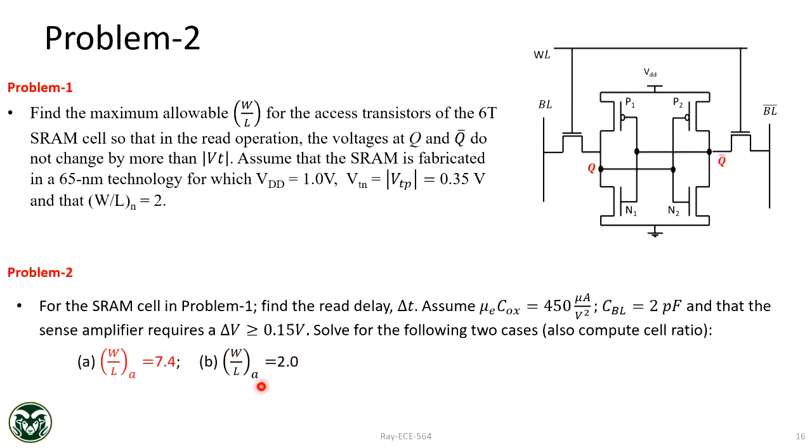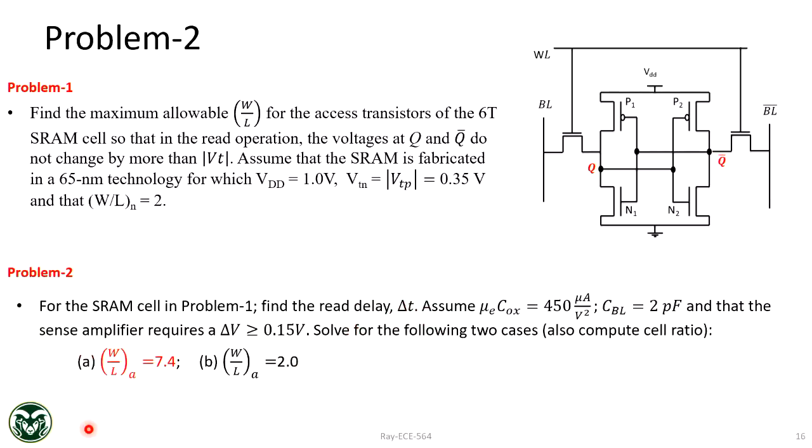I'll make the access transistor W by L equal to my NMOS transistor. So these are problems 2. This was the problem 1 we solved. What is the maximum allowed W by L, which is 7.4, right? So A is 7.4, B is the safe design. And what do you want to find? Find the delay, because both have different delay.